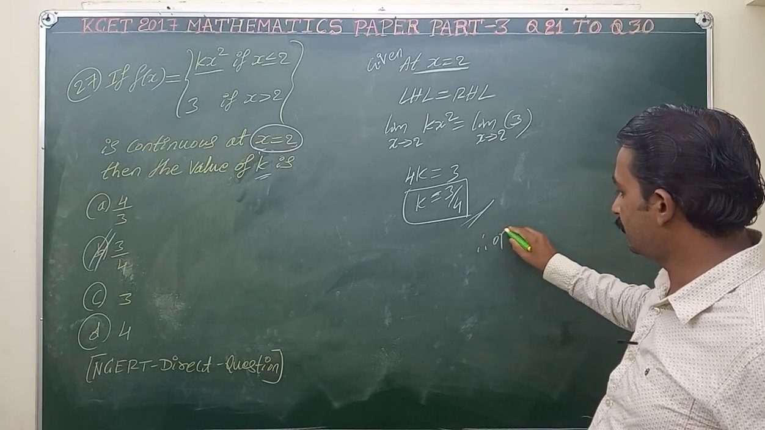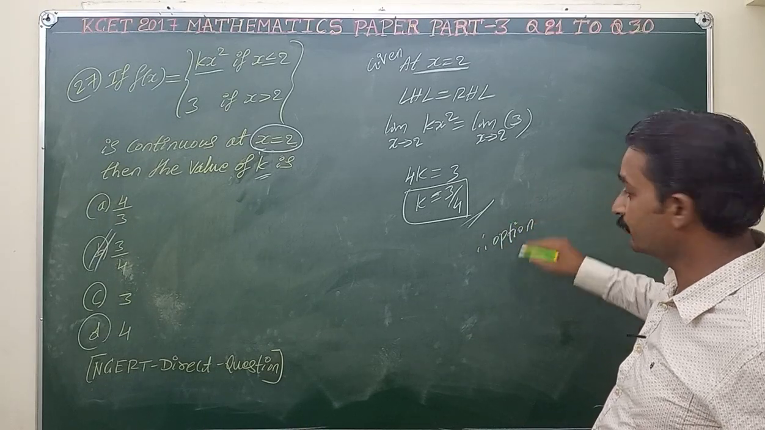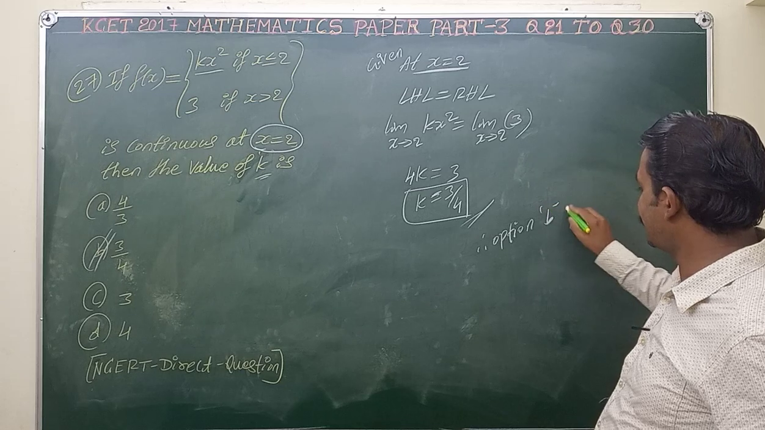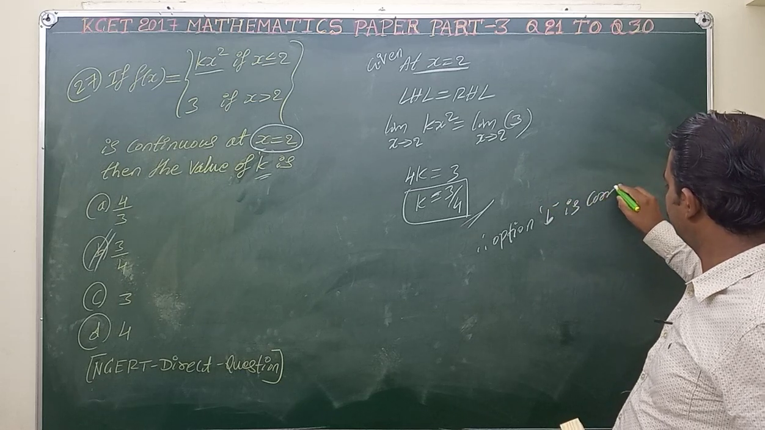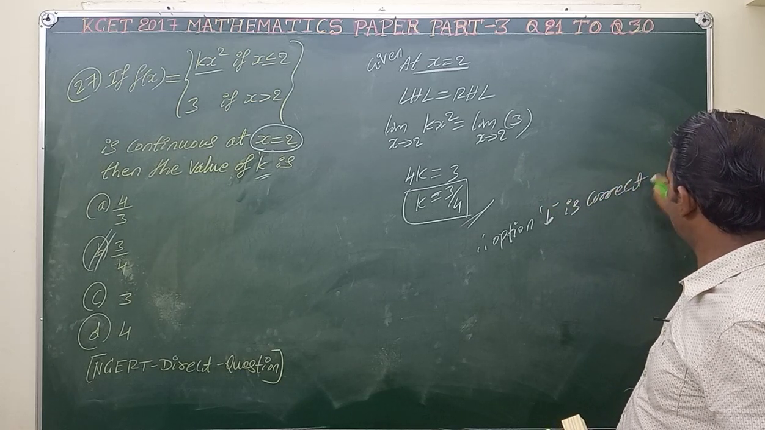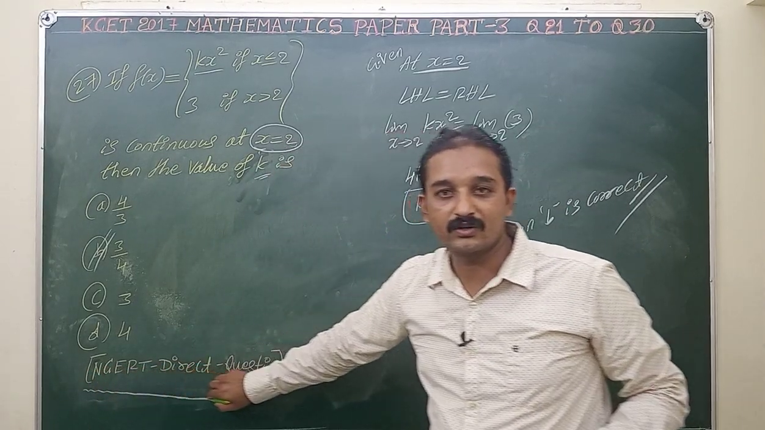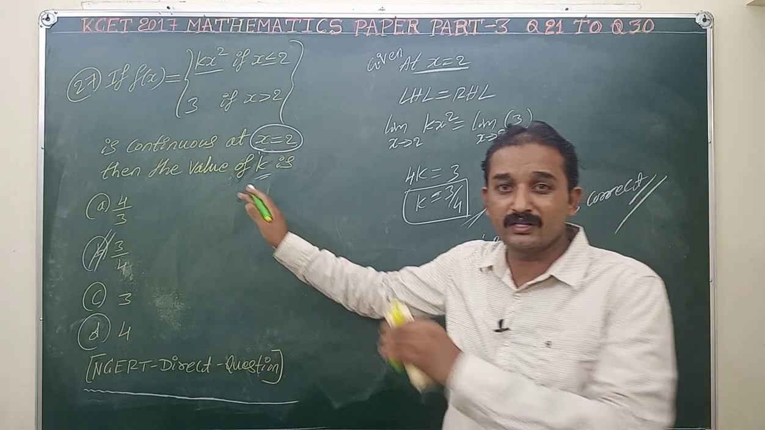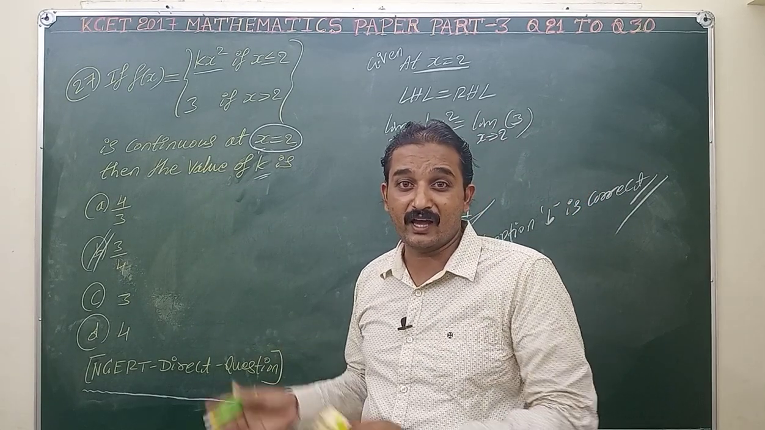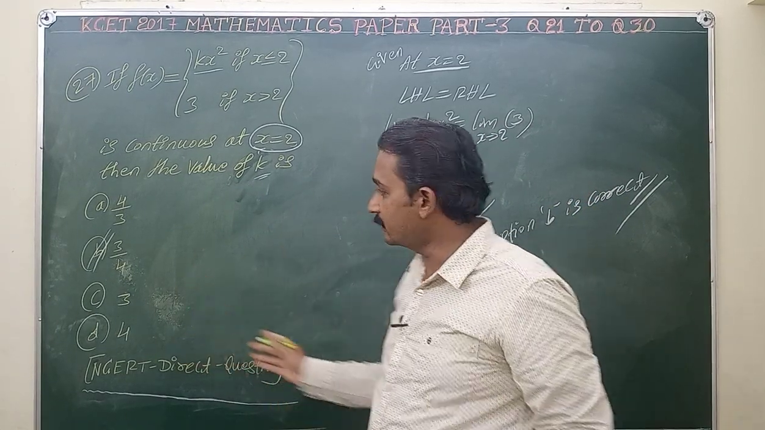Therefore option B is correct. So this is an NCERT direct question. All the students solve this question easily because they have already solved this type of question in the NCERT textbook. It carries 4 marks. Take down.